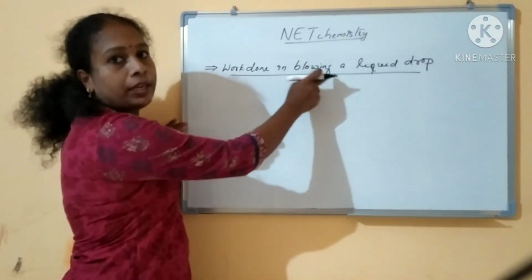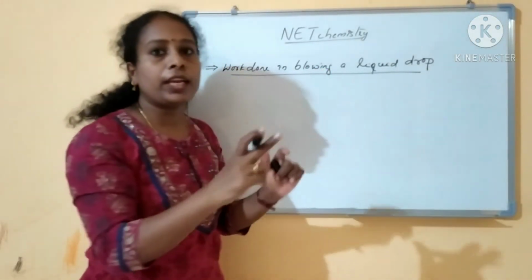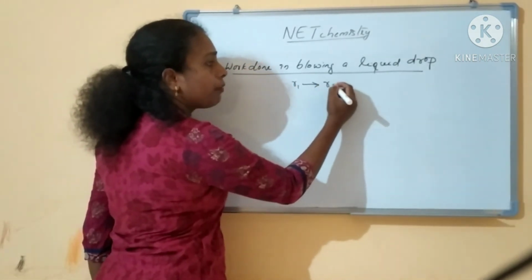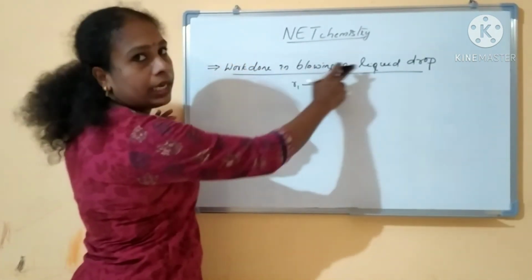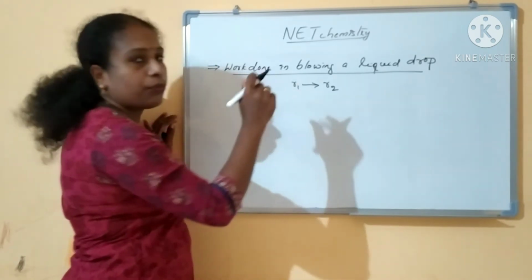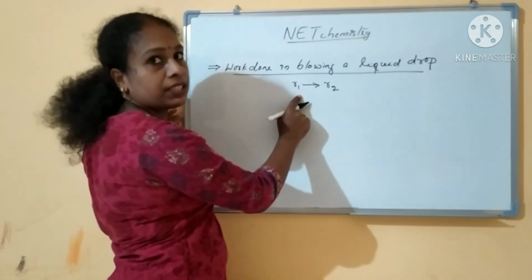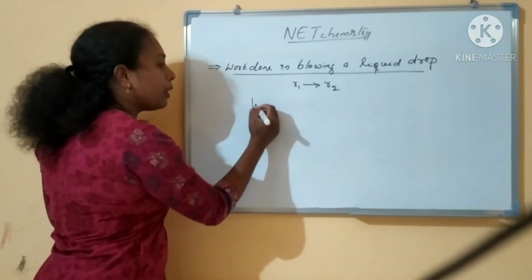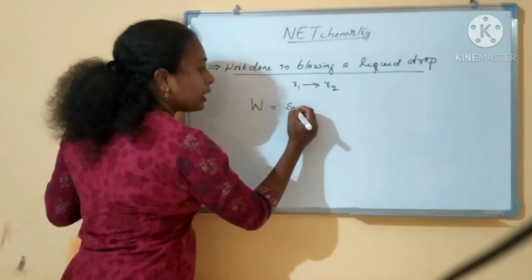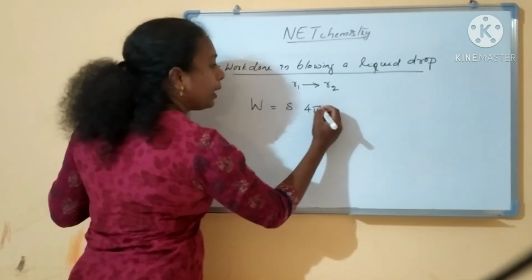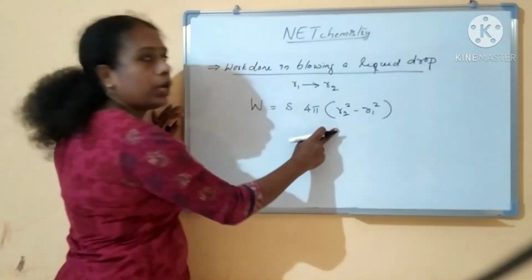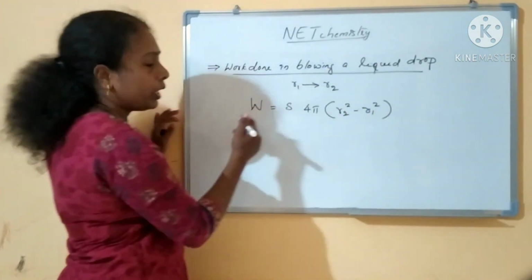Okay, work done in blowing a liquid drop. If you are blowing a liquid drop, the radius of the liquid drop will change from R1 to R2, right? So how to calculate work done? W is equal to S, surface tension, into 4 pi into R2 square minus R1 square. This is the formula you have to use if it is blowing a liquid drop.